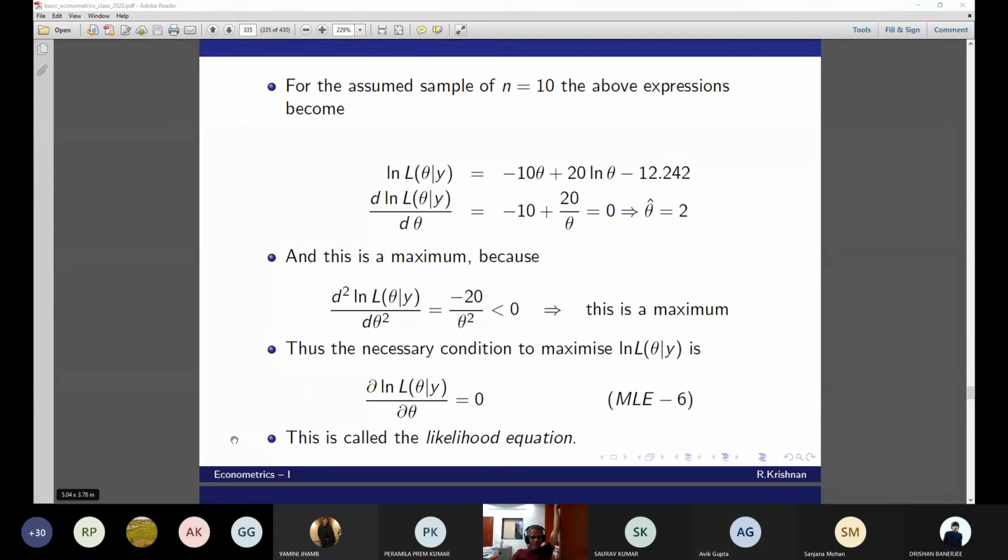Okay, did you follow this discussion today morning? Maximum likelihood equation? Yes, sir. Avik Gupta? Yes, sir, I got it. Okay, where is Ashwini Sharma? Rudra Narayan? Yes, sir. Did you follow today's discussion? Yes, sir.